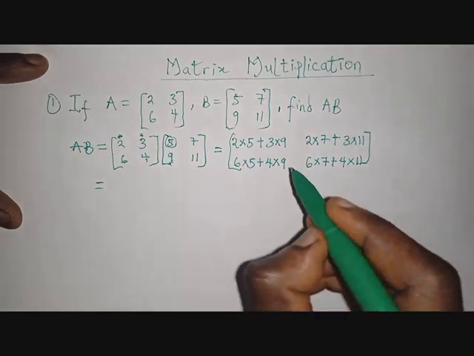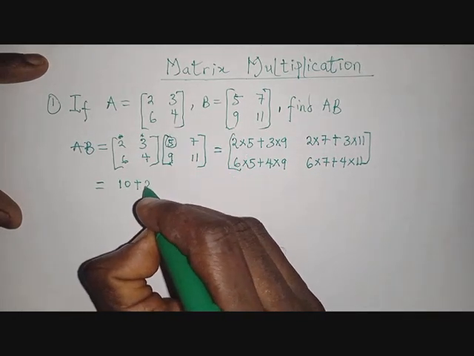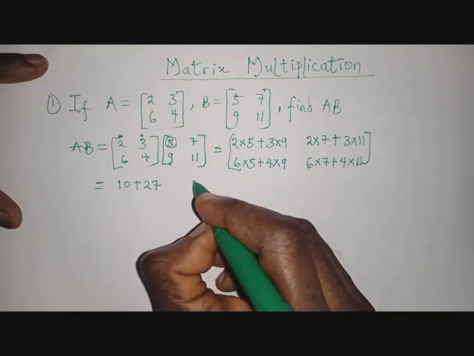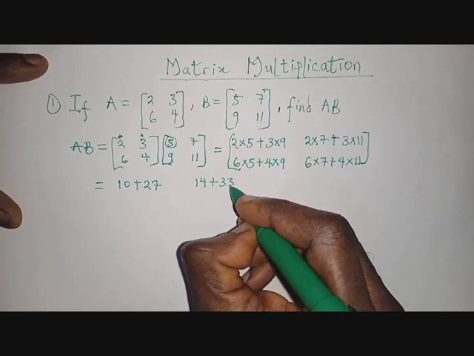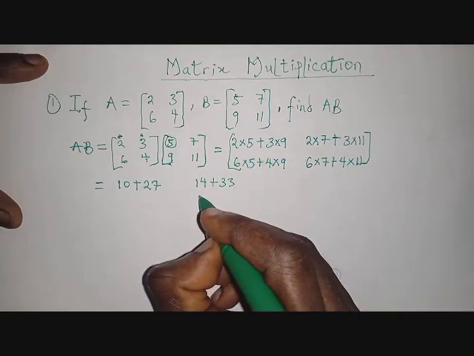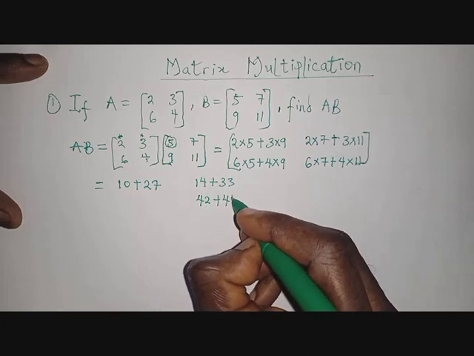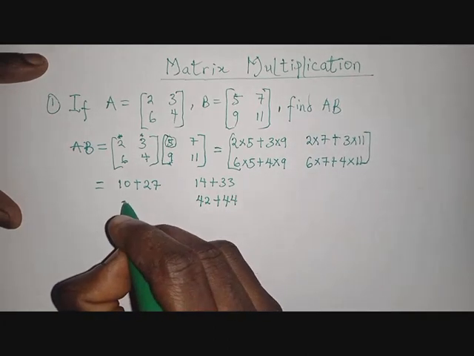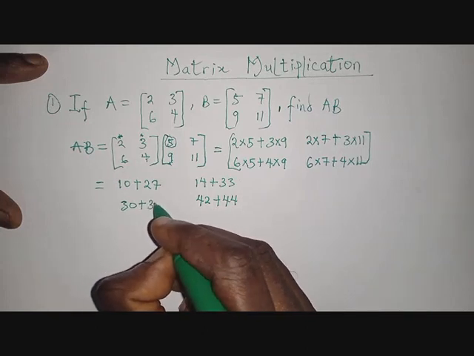Then let's try to work them out. 2 times 5 is 10. Then 3 times 9 is 27. 2 times 7 is 14. 3 times 11 is 33. 6 times 7 is 42. 4 times 11 is 44. 6 times 5 is 30. 4 times 9 is 36.